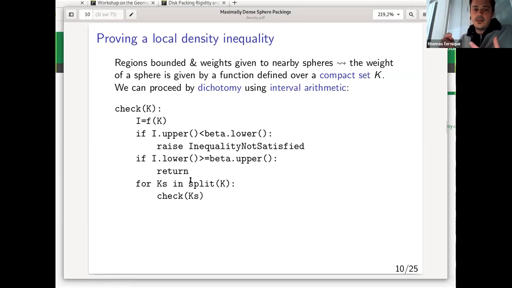Otherwise, it means that the two intervals intersect. It means you don't have enough precision. Your set K is too big, and the value of f of x over K ranges in too large an interval. So you cannot conclude. You just cut your compact set into smaller compact sets, and you recursively apply the test on each compact set. To increase the precision, your compact set becomes smaller and smaller until eventually you find a point where it's not satisfied, or you show that it is satisfied on your smaller compact set, and the recursion goes over all the possible decompositions.